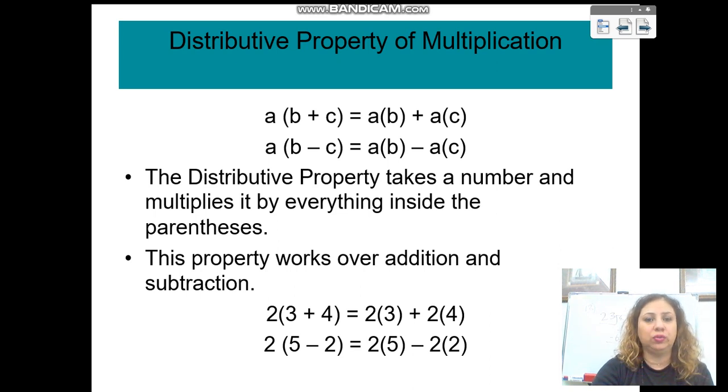Distributive property of multiplication takes a number and multiplies by everything inside the parentheses. It's when you distribute the multiplication among addition, the property works over addition and subtraction. You multiply the number which is outside the parentheses with the inside parentheses, and you will get the answer.